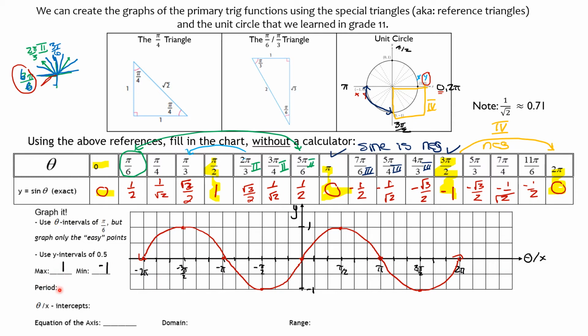What is the period? The period means what is the horizontal distance, how many units before it repeats itself, and it's one full cycle, right?